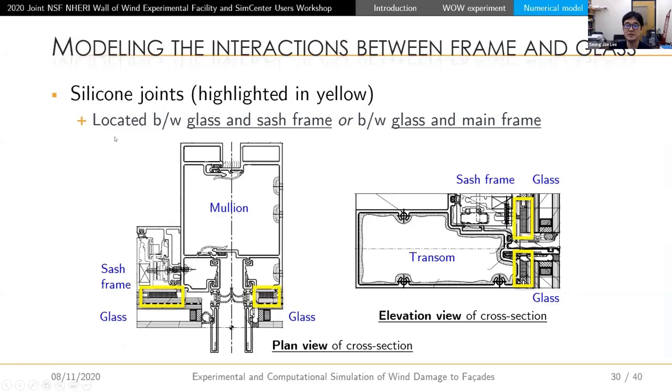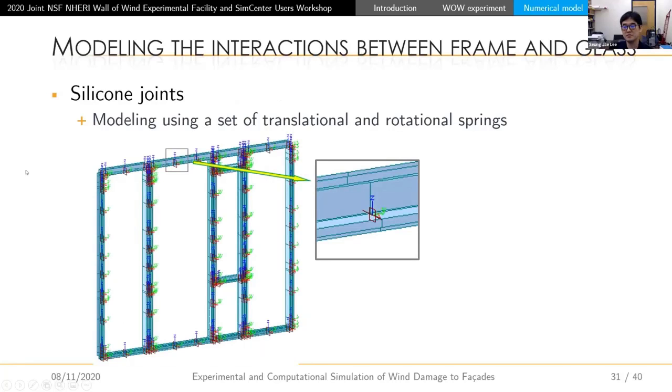And the silicon joints are joining these frames and the glass. So those are located between the main frame and glass, and the chassis frame and glass. Likewise, this is the elevation view. The transom is a horizontal member of the main frame, and then the glass, like that. So we also model this silicon joint using the same strategy.